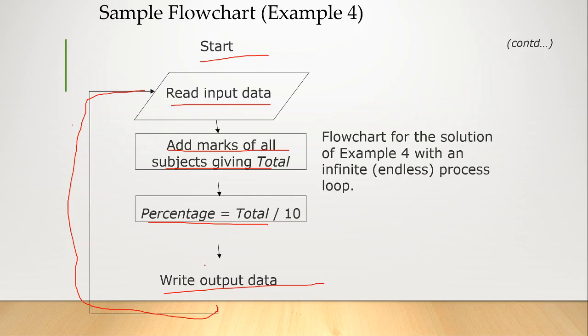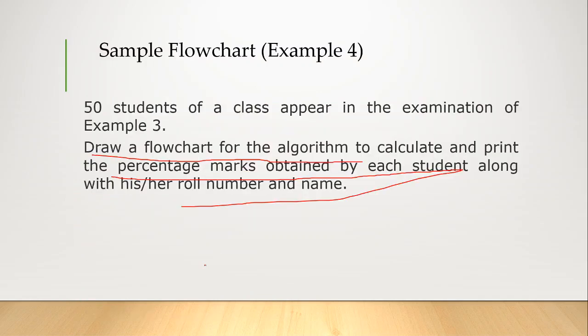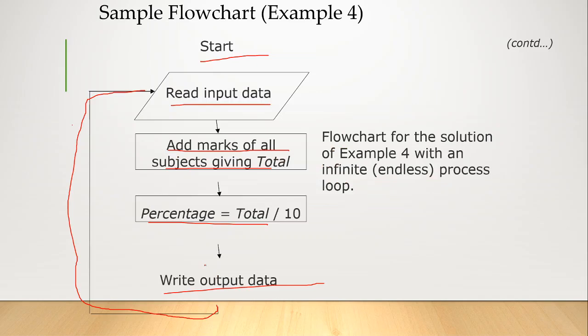But the problem with this flow chart is that there is no exit condition. So once we execute the program, there will be no exit condition. In the example we have only 50 students, but this kind of flow chart works infinitely or endlessly, as there is no exit condition. So how do we resolve this kind of problem?